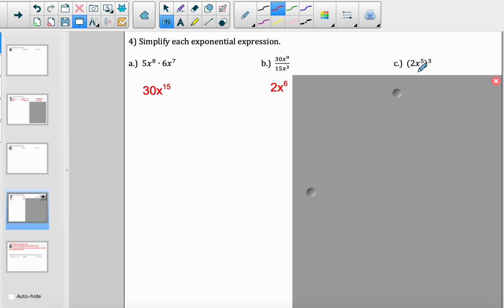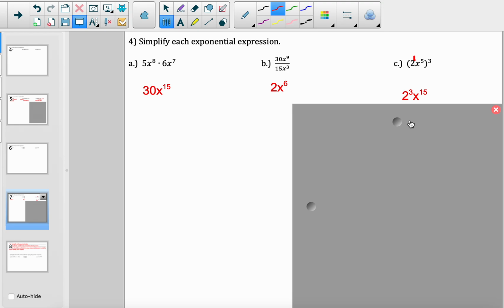And on 2x to the 5th to the 3rd power, remember this is 2 to the 1st. This 3rd power needs to get applied to everything as the base. So we're going to get 1 times 3 and 5 times 3. So we're going to get 2 to the 3rd, x to the 15th. If you were asked to evaluate, 2 to the 3rd is 8.